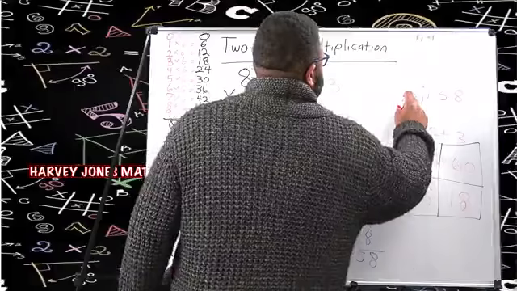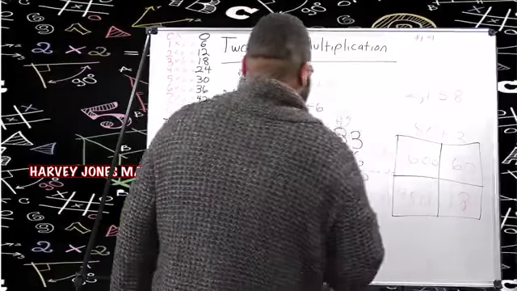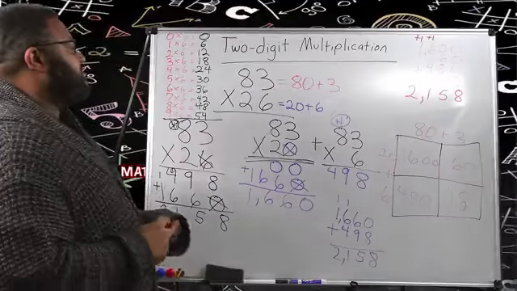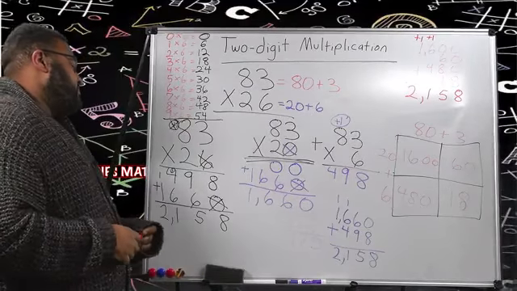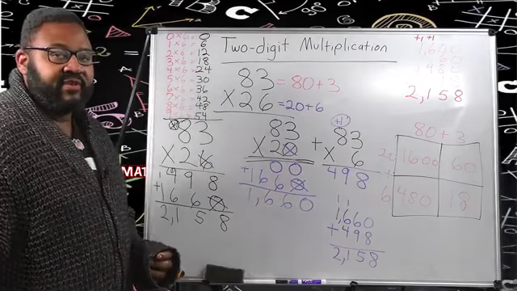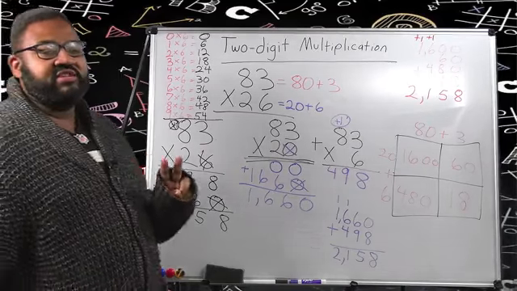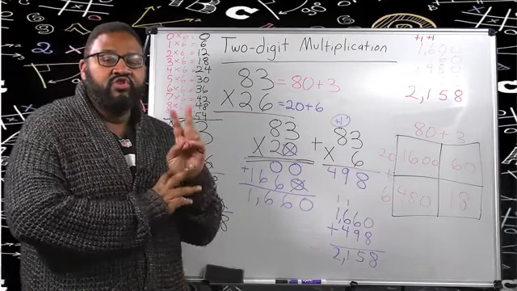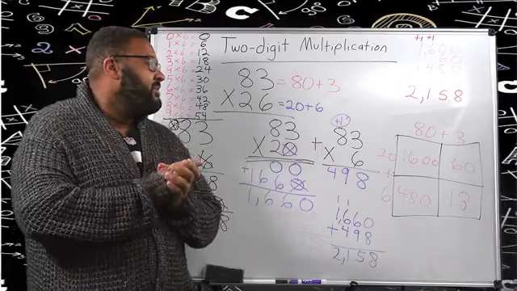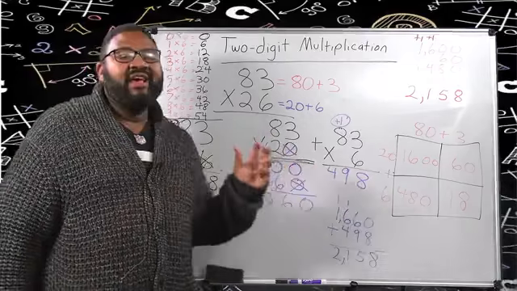And I got 2,158. Where's that at? Right there. 2,158. So that's what we're talking about tonight. What are we talking about? We're talking about two-digit multiplication. I've done it 3 ways for us tonight, right in a row so you can see and compare.